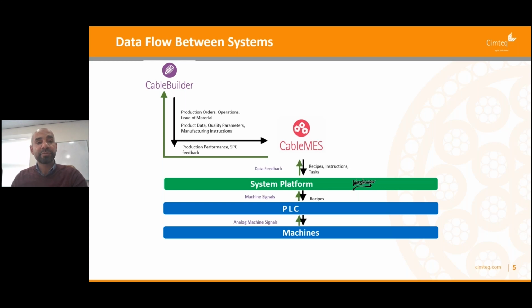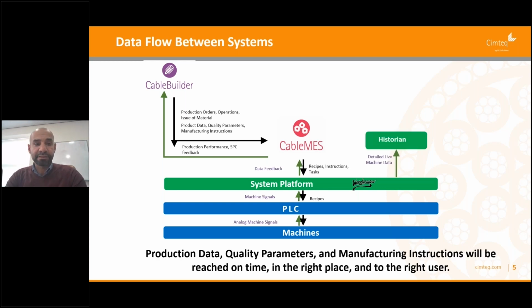One of the most important points that guides us in the CableMES and the system platform together is the history in place. In the history in place, you will be able to record and store each and every thing that you do in the machine, starting from the day you install the system. What does it mean? After 1, 2, 3 years, 5 years, 10 years, you will be able to measure your progress in the operation. You will be able to see how much performance you have improved or worsened.